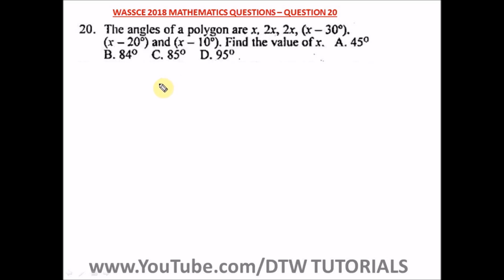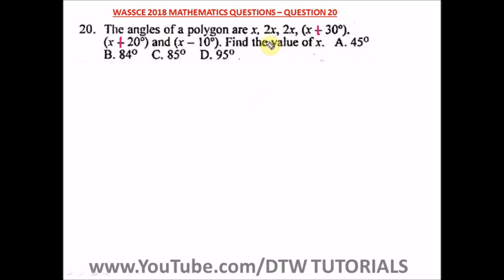Question 20 of the WASSCE 2018 Mathematics Past Question says the angles of a polygon are x, 2x, another 2x here. We have x minus, this is supposed to be a plus, a typo on this question, and this is supposed to be plus. This will remain negative. So we have these angles here, and it says find the value of x. These are the angles of a polygon.